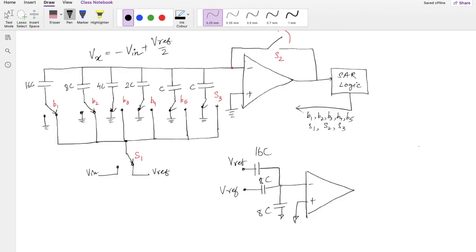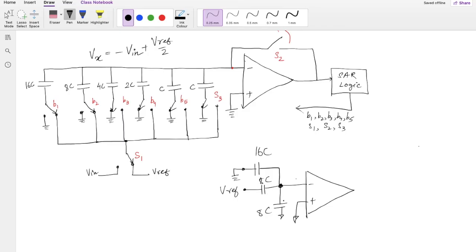Now the question is, what is this voltage? We can easily find this out by using the superposition theorem. Again we can use the superposition theorem here to find this voltage. To do that, we can just ground this one, and we just need to find the voltage because of this Vref only. For that it is again straightforward.